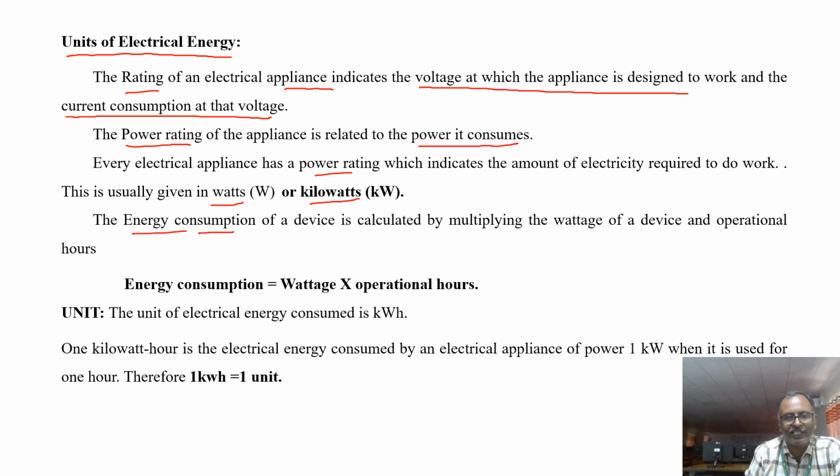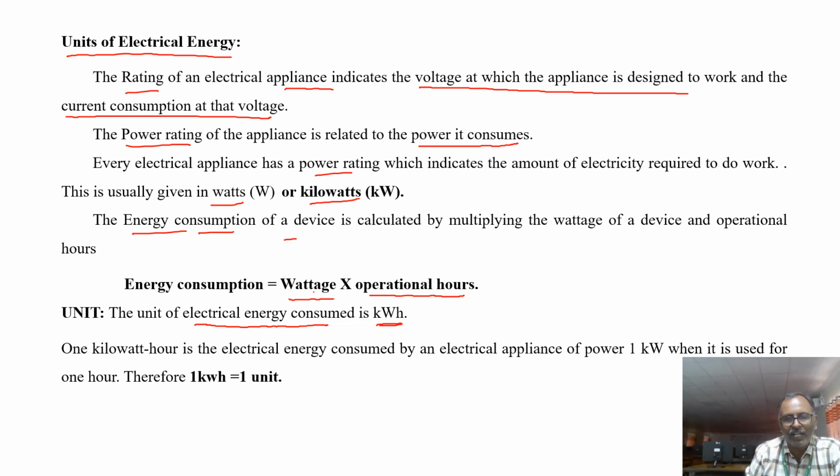and the energy consumption by a device is calculated by multiplying the wattage with operational hours. So what is the power rating of the device and how much time the device is going to be in operation? The product of power rating and operational time gives the energy consumption by the appliance. Okay, and the unit that is used for indicating the electrical energy consumption is kilowatt hour. Kilowatt is the power, hour is the time, operating time. So the product of the power consumed and time gives the energy consumption.